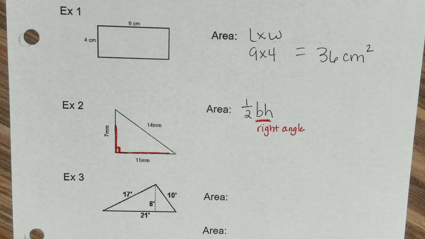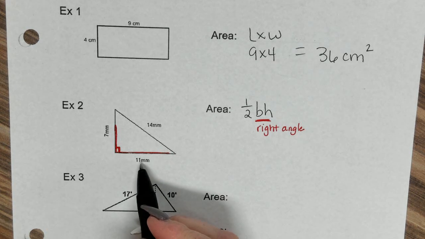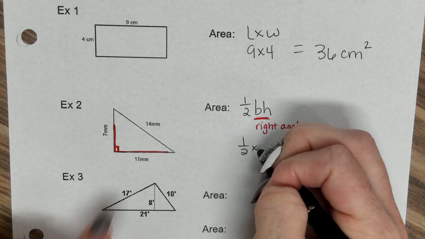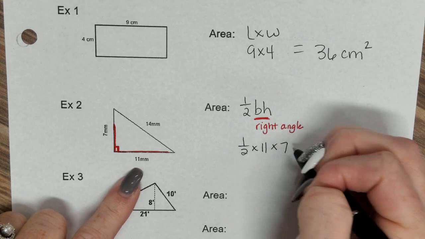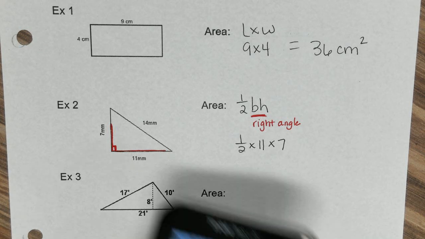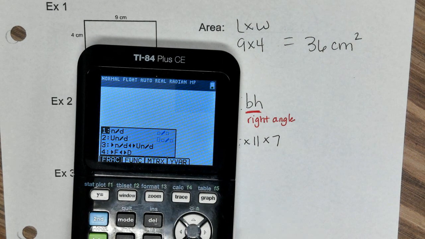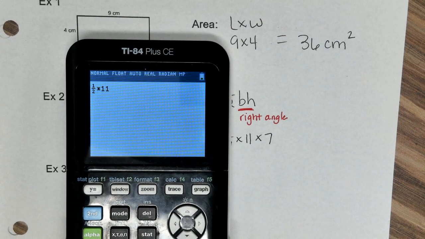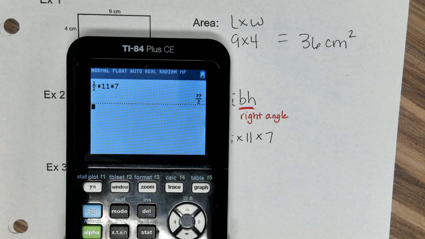So what is my B? 11. What is my H? So I'm going to do 1/2 times 11 times 7, and that's going to give me the area. Again, all you care about is where is that right angle. Okay, so everybody get your calculator. Type in 1/2 times 11 times 7. Hit enter.